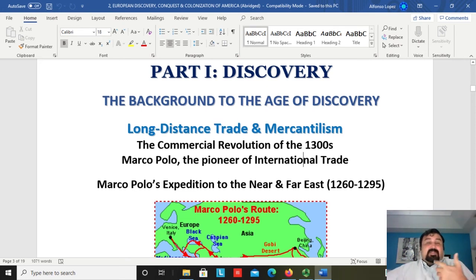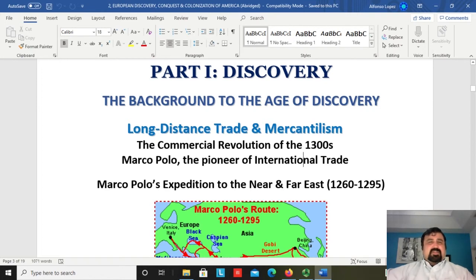Even initiating something like the Age of Discovery had to do 100% with economic factors that were introduced in Europe and elsewhere, pretty much. And this is not only a European age. The Age of Discovery is a global age, by the way, that affected the entire globe.